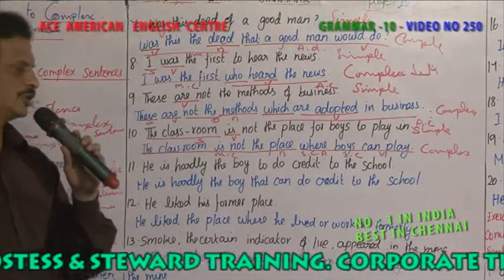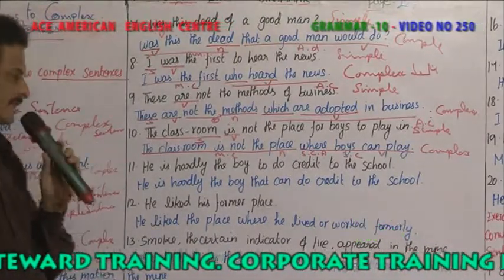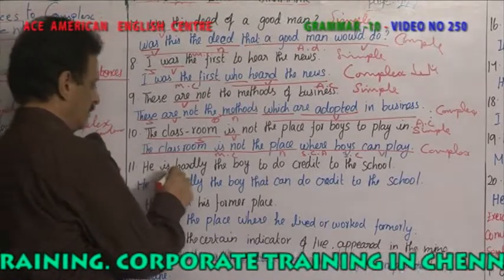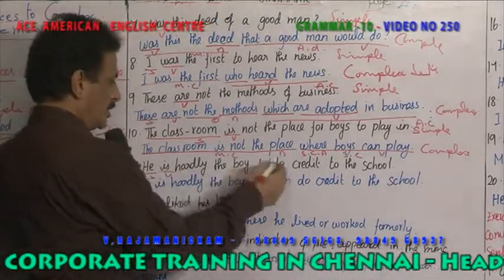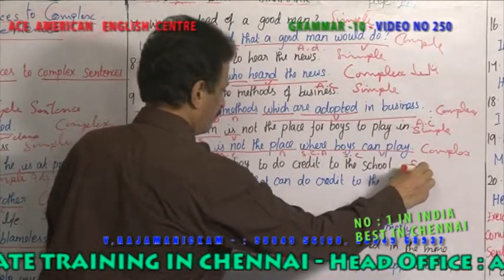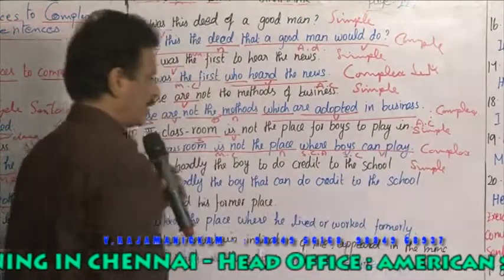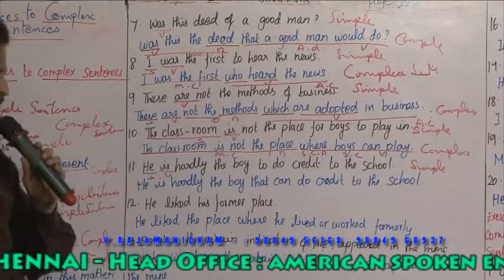He is hardly the boy to do credit to the school. Hardly means what? Rarely, not. So is a verb. He is the subject. The boy to do credit to the school. So it is a simple sentence. So that boy cannot bring a good name to the school. This is what the meaning is all about.